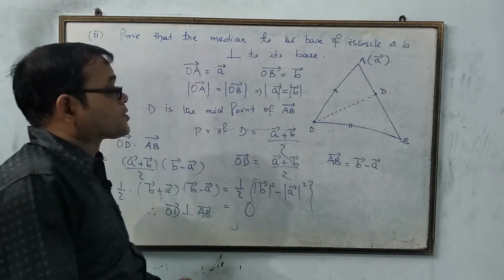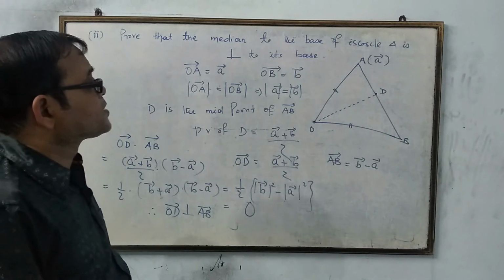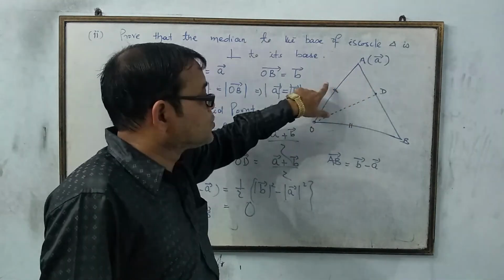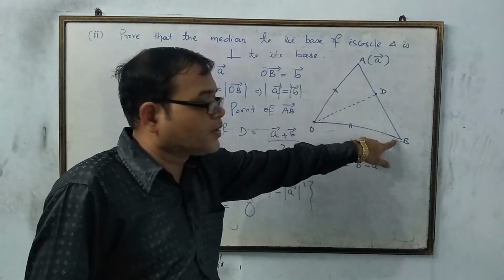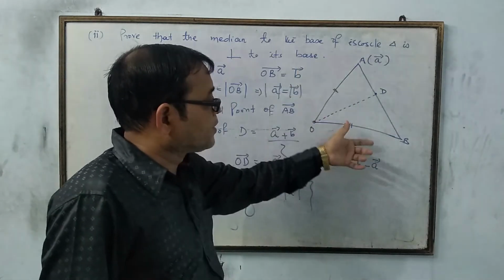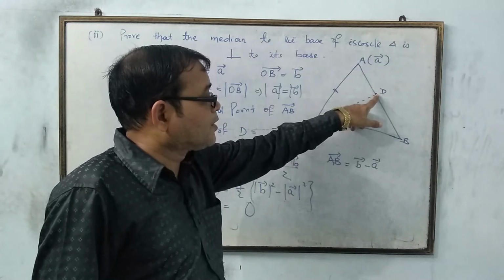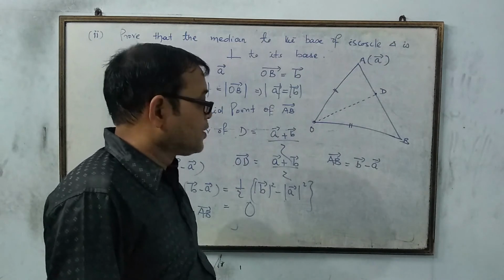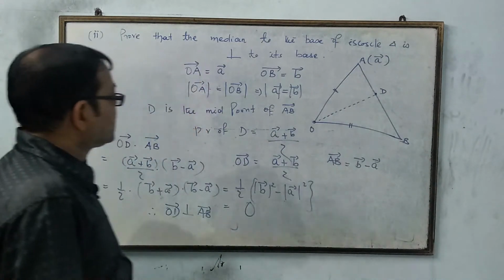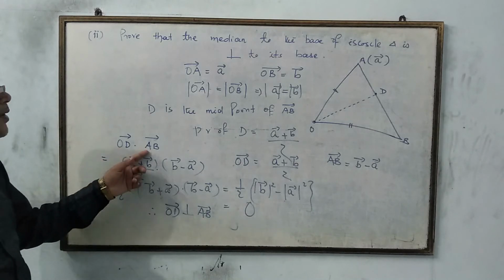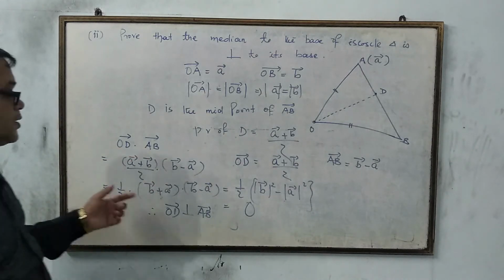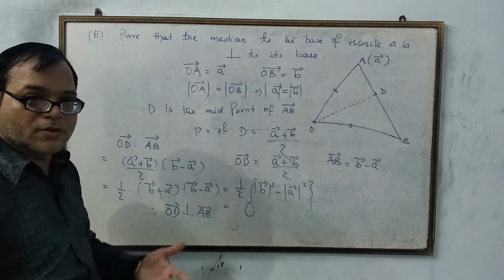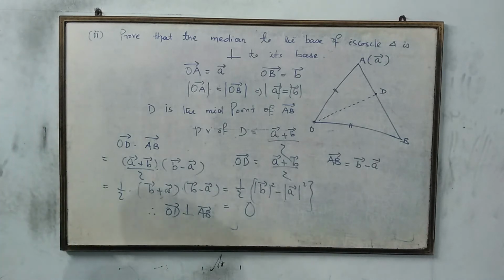Again, one more thing you see. Prove that the median to the base of an isosceles triangle is perpendicular. So this is an isosceles triangle. If it is an isosceles triangle, it has two equal sides, so OA and OB are equal. This is vector A and this is vector B. We got the median OD, its position vector is (A plus B) by 2 since D is the midpoint. AB is B minus A. Then find the product of OD and AB. Which product? Dot product. Then we got 0. If the dot product is 0, then the vectors are perpendicular. So OD is perpendicular to AB. Okay, note it down.